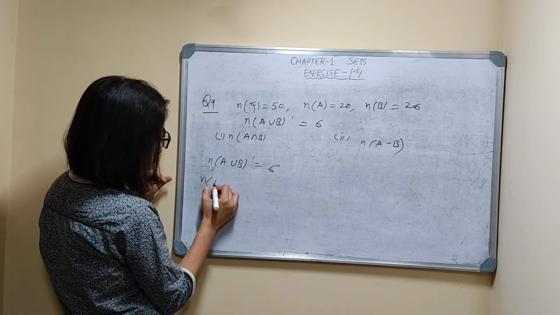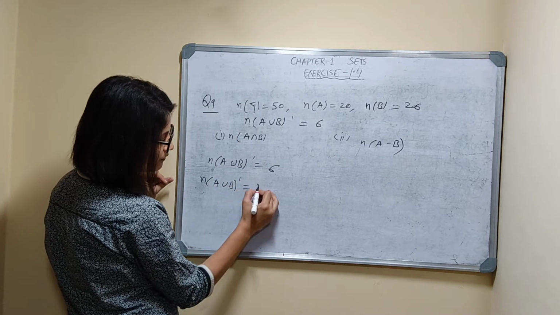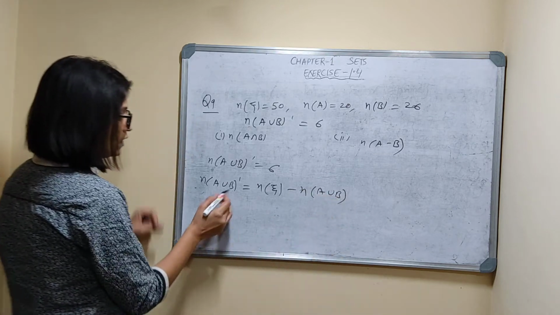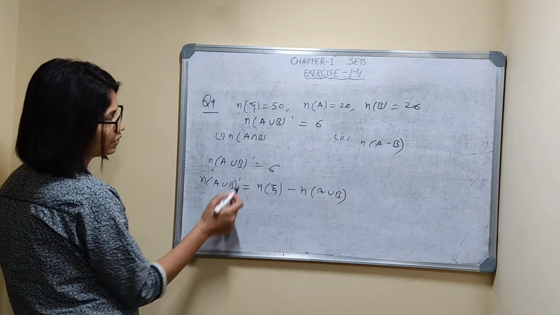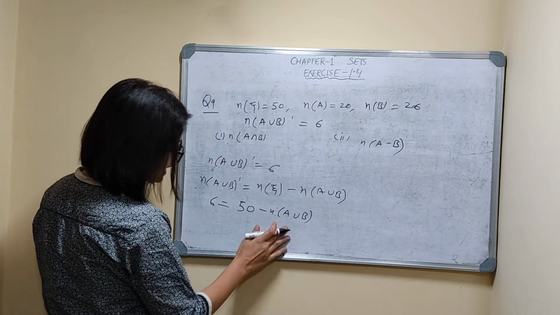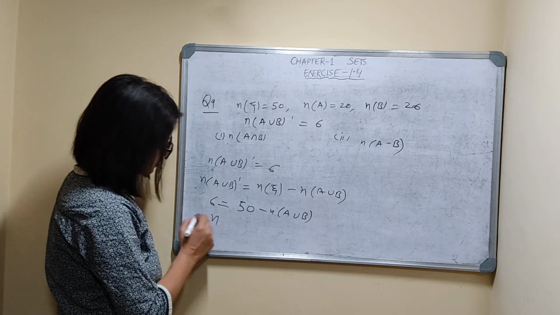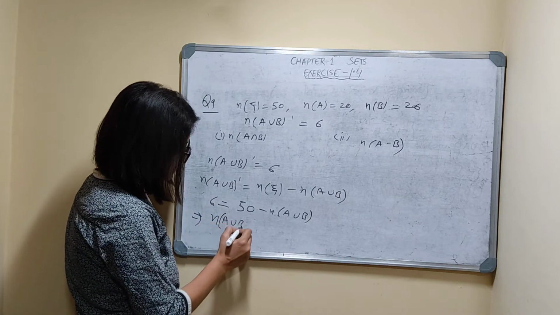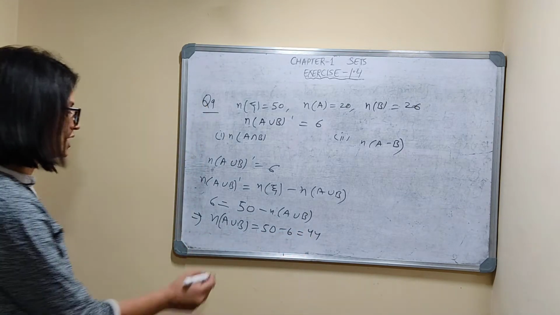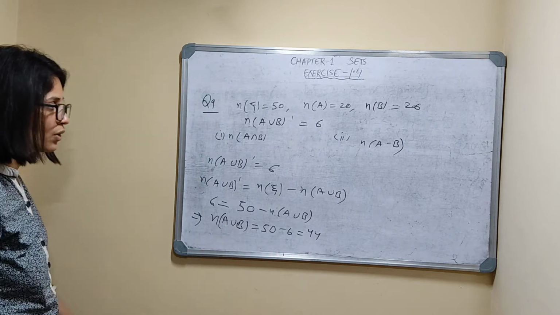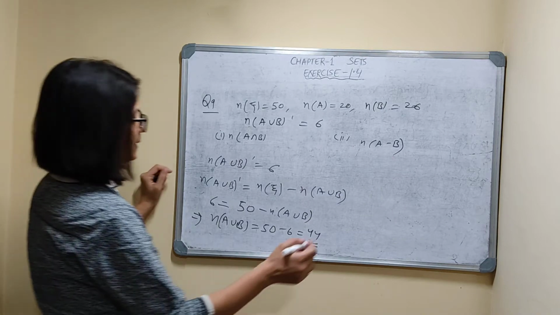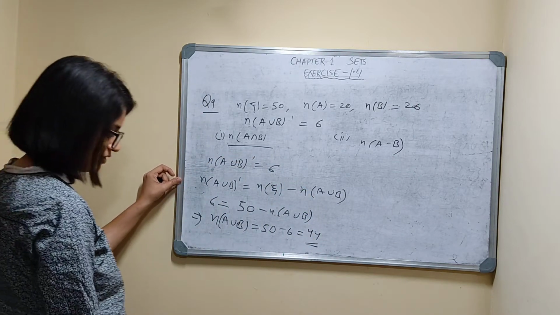So I can write n of A union B whole dash is equal to n of epsilon minus n of A union B. So I can substitute the value, that is 6 is equal to n epsilon, that is 50, minus n of A union B. So this n of A union B will come this side, so it will be positive, n of A union B is equal to 50 minus 6, that is how much? 44. N of A union B is equal to 44. Total is 44. Okay. So you have to find n of A intersection B.